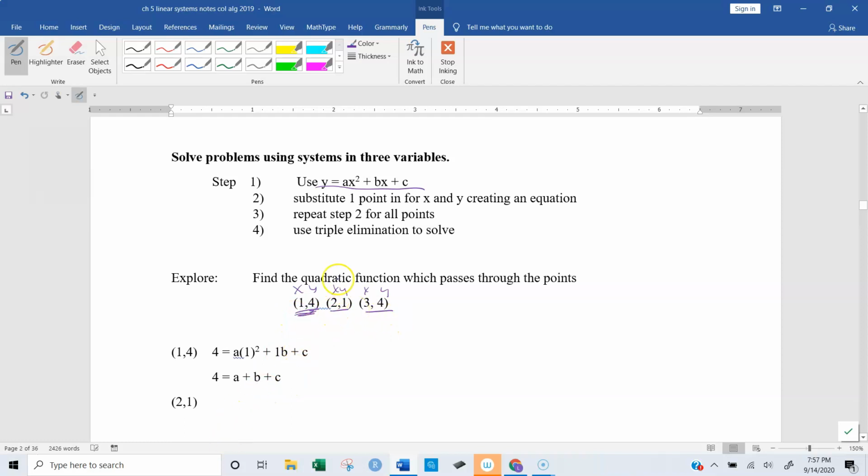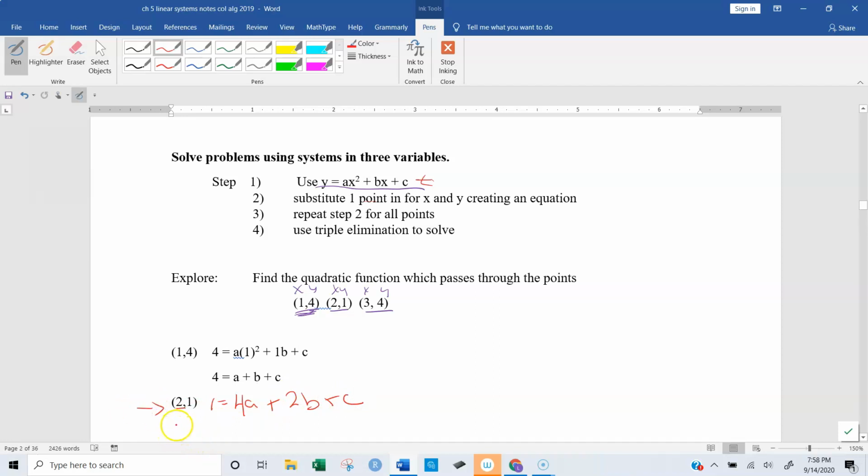So my second equation is now I'm going to use my second point, right? And I'm plugging it straight into here again. So y is 1. Now I got to square the x this time. So that's 4a plus just an xb, so that's 2b plus c. So this here is my second equation.